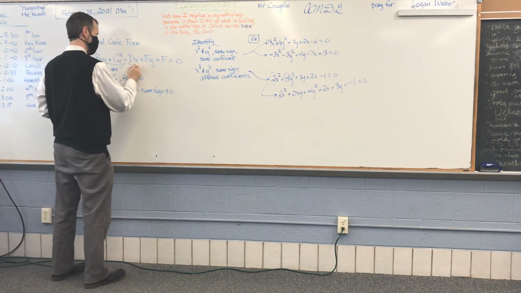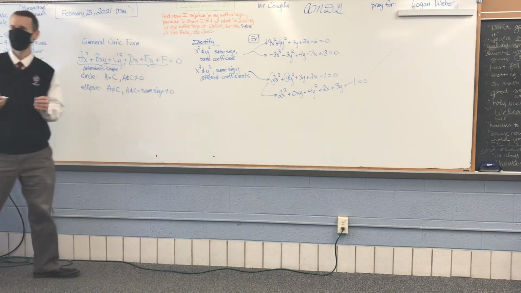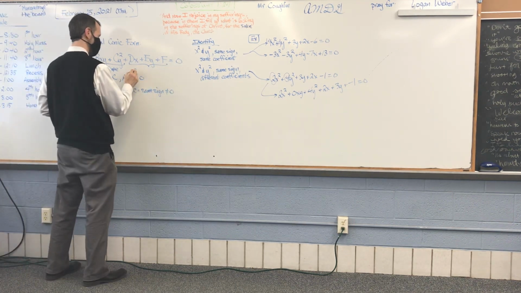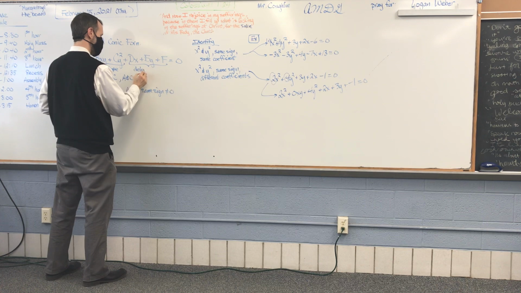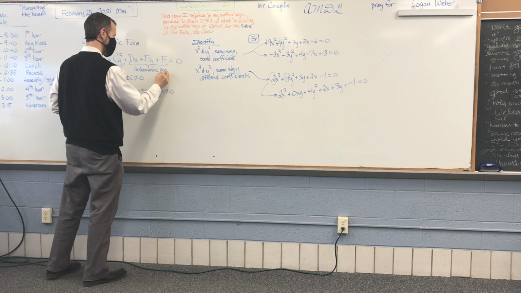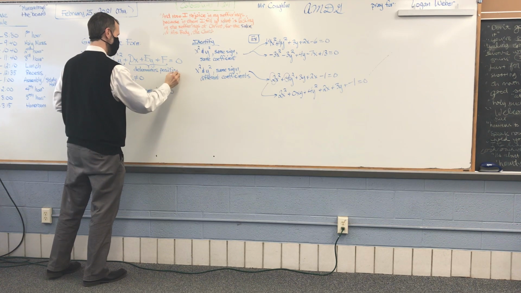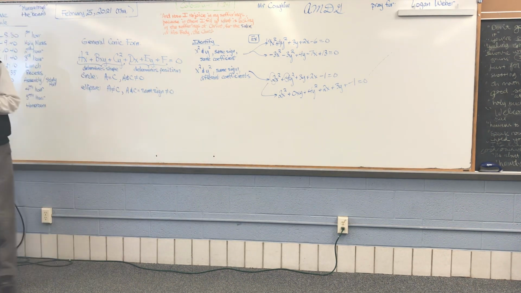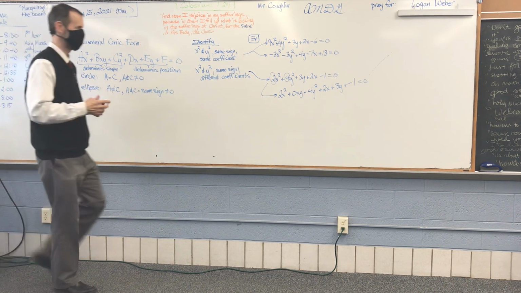Dx plus ey plus f will not change the shape. This determines the position. The d, e, and f will move the thing up, down, left, right. A, b, and c will make it a circle, and make it bigger or smaller.